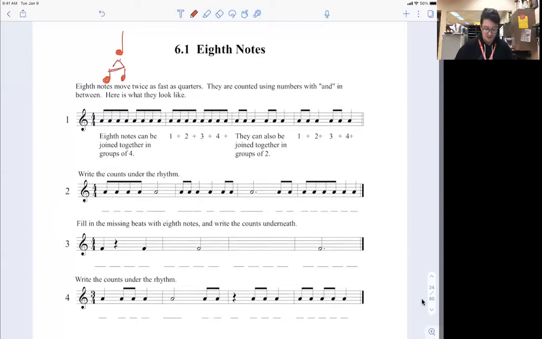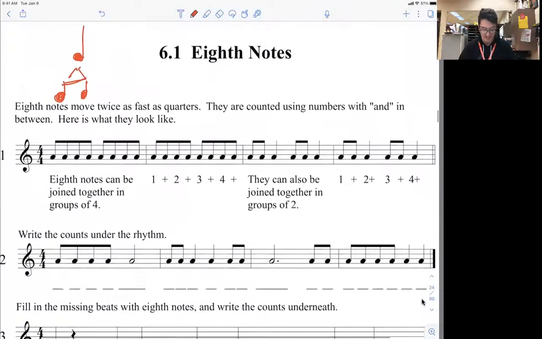Eighth notes can be joined together in groups of 4. They can also be joined in groups of 2, and they can also be written individually, although that's not as common when we're in 4/4 time. Whenever we have our eighth notes, like it says in the instructions, we add an "and" in between each beat. So we have 1 and, 2 and, 3 and, 4 and, like that. 1 and, 2 and, 3 and, 4 and.